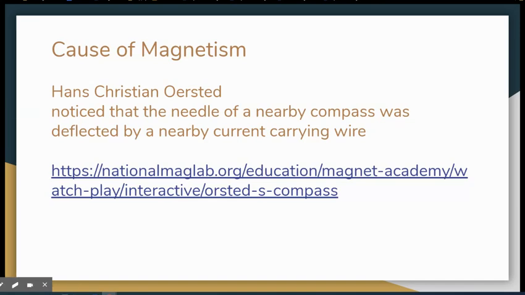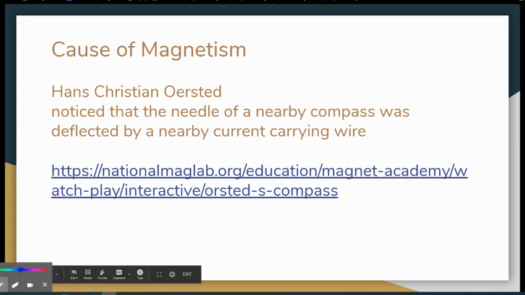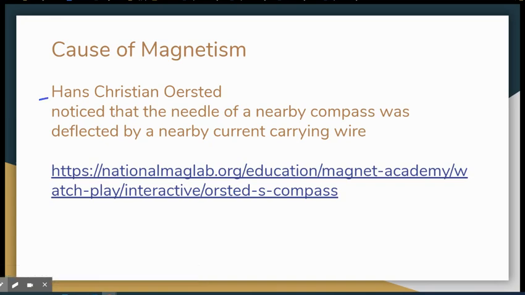So we know that magnets can exert forces. We know we can explain these forces using kind of a field theory. But really, what is causing magnetism? If you want to understand that, we have to go back to the experiments of Christian Oersted. Oersted kind of stumbled across the idea that there's a relationship between magnetism and electricity.